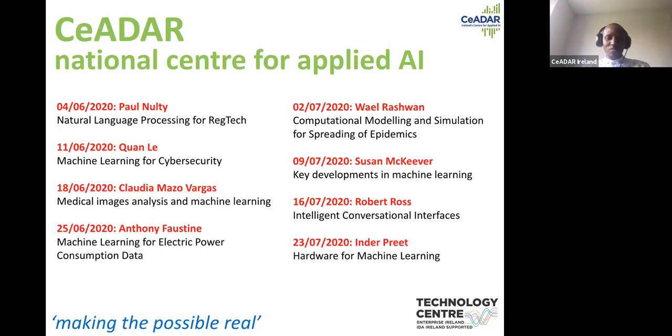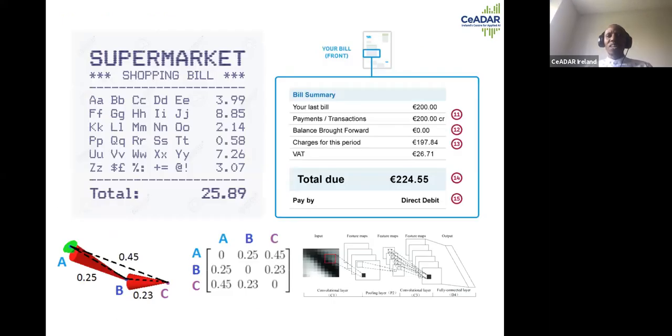Basically, my talk is on machine learning for electrical power consumption data, but I will focus on one aspect of this topic. Specifically, in this image we have an example of a supermarket bill and an example of the energy bill we always receive at our home.